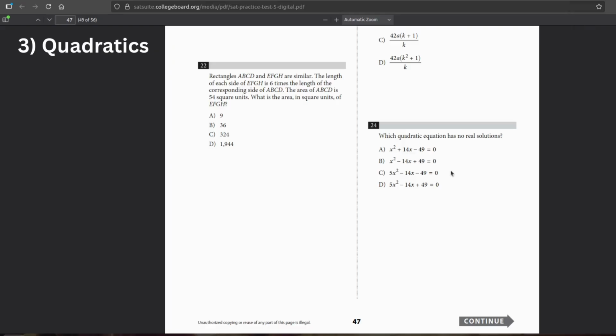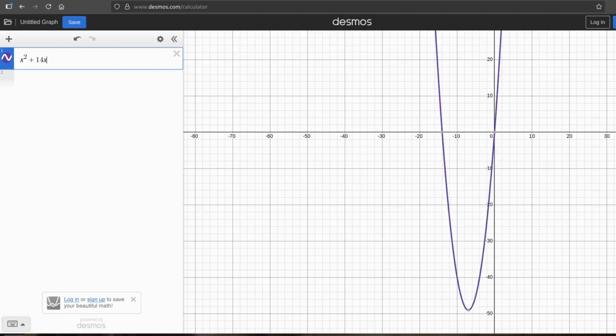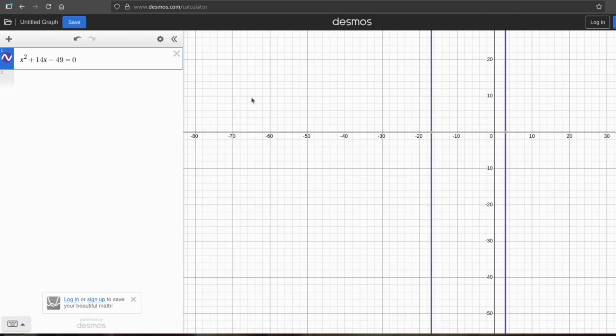Desmos is awesome for these quadratic equation solution questions that the SAT loves to throw at you because all you have to do is literally just type in A, B, C, D into Desmos, and then you can just see which one has no real solutions. So for the first one, A, we'll just type in x squared plus 14x minus 49 equals 0, and then it'll show you where the zeros or solutions are, and in this case it's going to be this and this. So these have solutions, so that's not our answer.